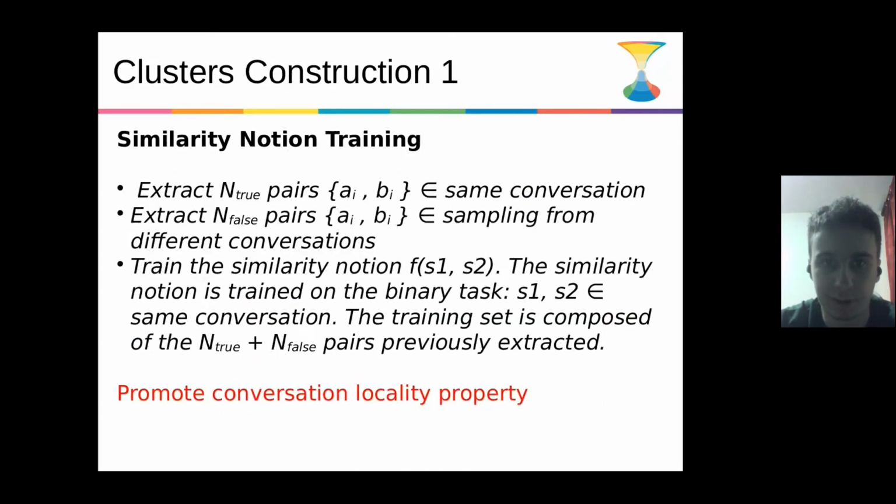But how do we form the clusters? First off, we train a similarity metric in this way. We first extract n true pairs A and B of sentences that belong to the same conversation, and then n false pairs A and B from different conversations. And then we train a model on the binary task: do S1 and S2 belong to the same conversation or not? This is done to promote a conversation locality property, which means that sentences that are likely to belong to the same conversation will be deemed as more similar by this model.